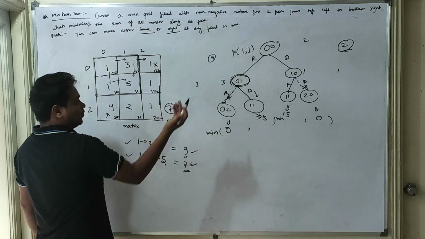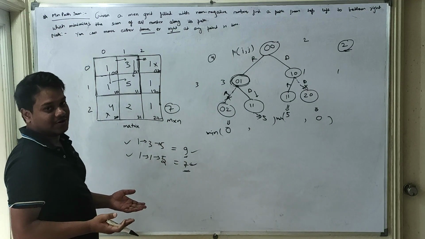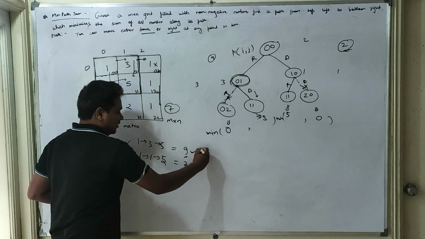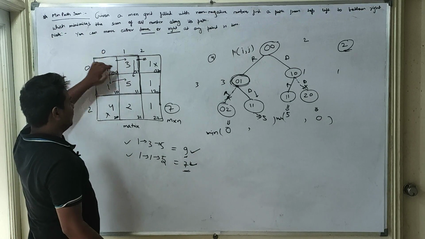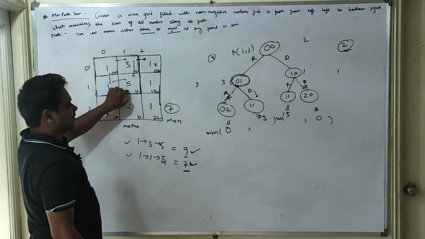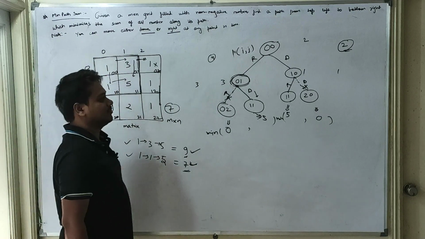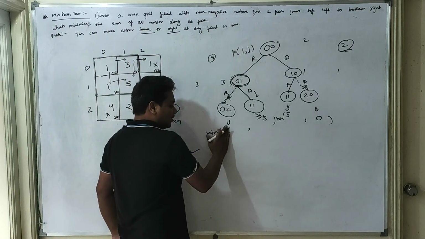But 2 is anyhow not the correct solution, because it can either be 9 or 7, because we can either go first right and then down, or we can first go down and then right. So 2 is never the part of the solution in that scenario. So we cannot return 0 from here.